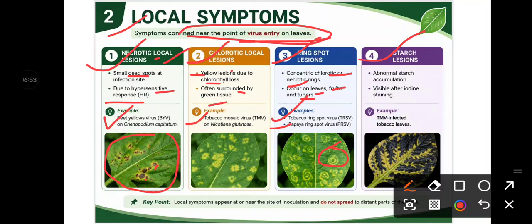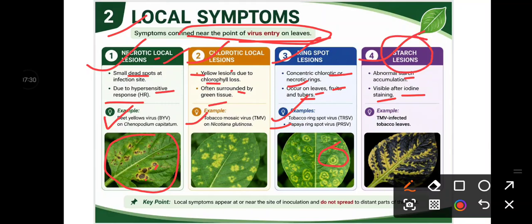Then the fourth important local lesion symptom is starch lesion. Starch lesion, obviously, is due to the accumulation of starch. And accumulation of starch, we generally observe with the starch test. How do we do it? By using iodine staining. Actually, for its own metabolism, the virus diverts starch accumulation at or near the point of infection, resulting in the formation of starch lesion.